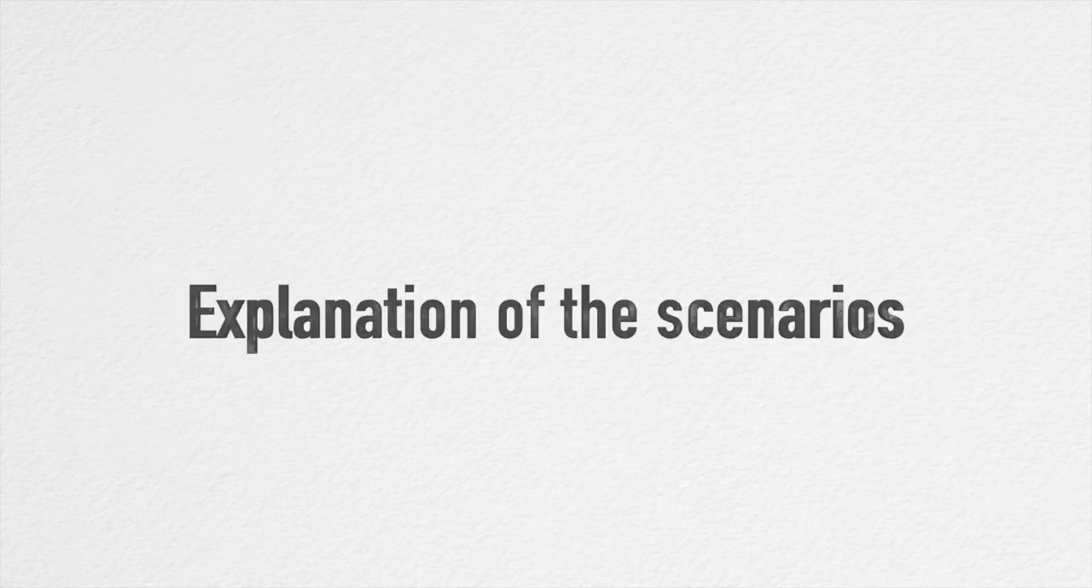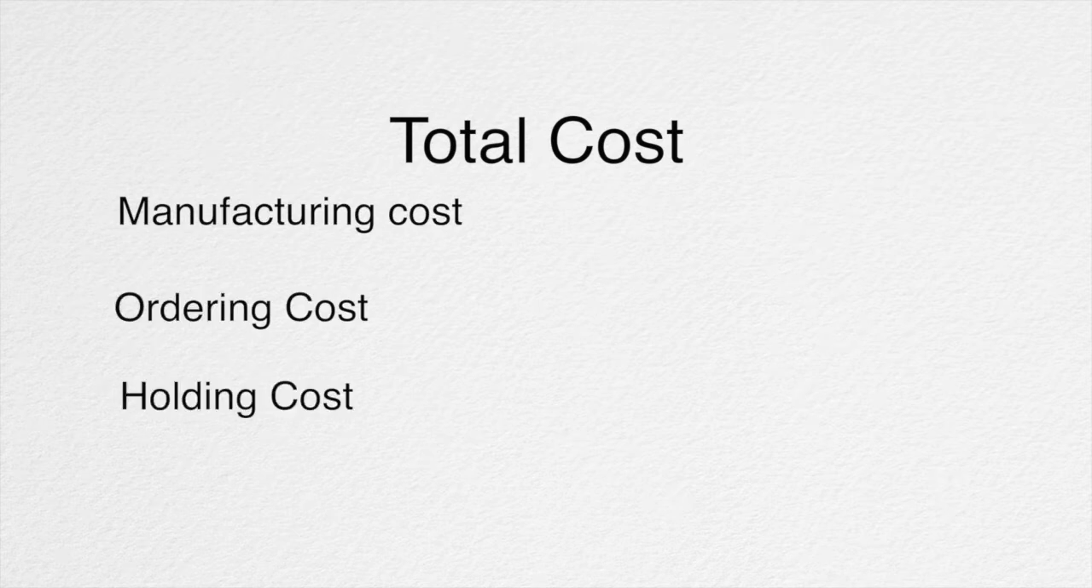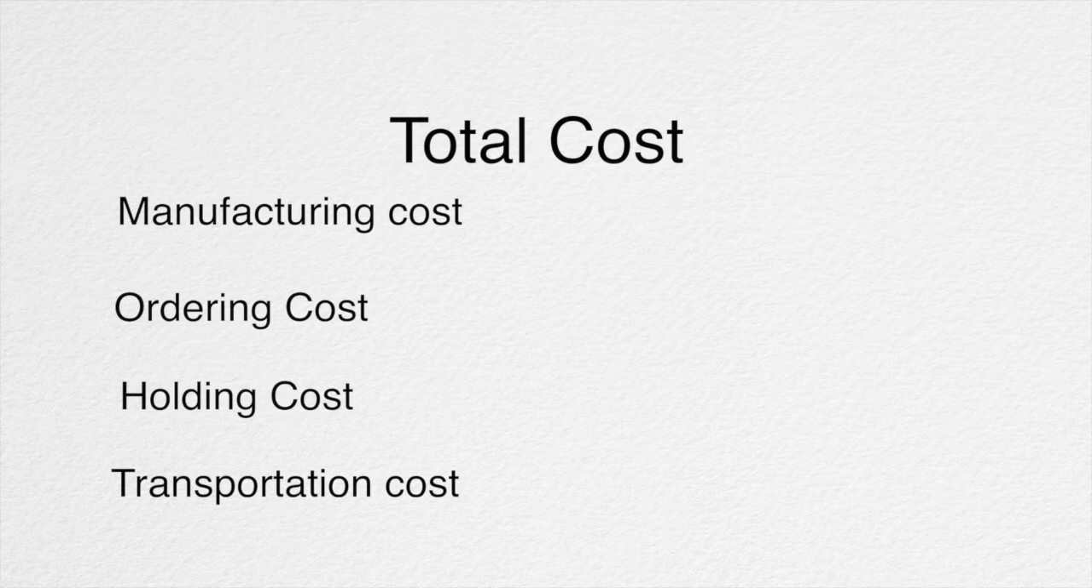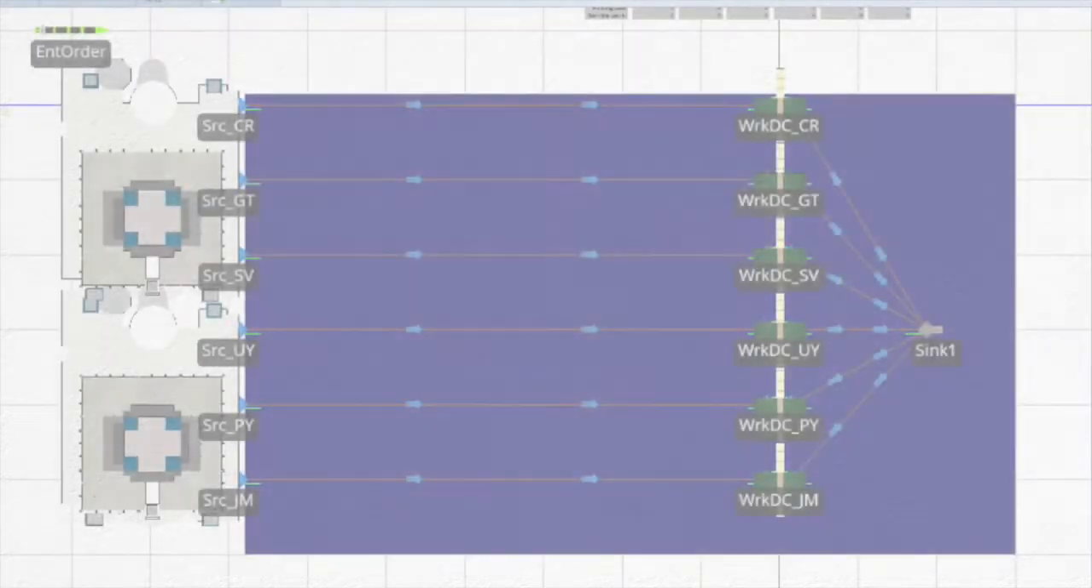Explanation of the scenarios. Before explaining the models, the team determined the desired quantities and reorder points for each local and regional distribution center based on minimizing the total cost: manufacturing cost, ordering cost, holding cost, and transportation cost, and taking into account the lead times for each destination and its daily demands. Using the economic order quantity, EOQ, we calculated for each center the desired quantity and ROP that were set in the controls of the model.